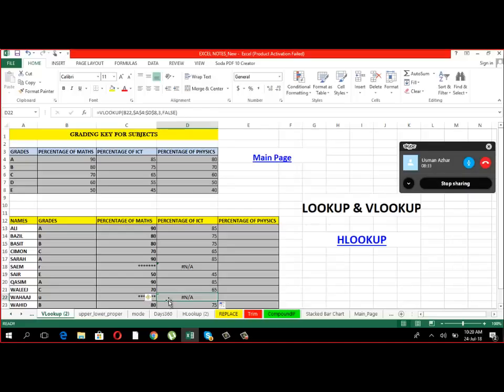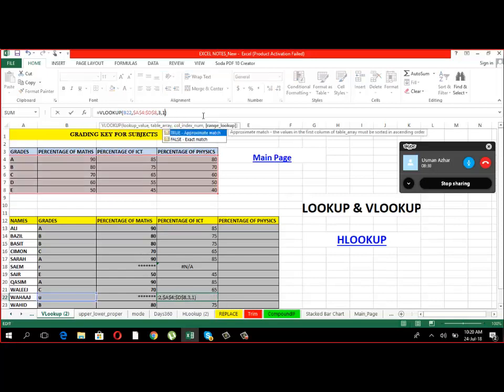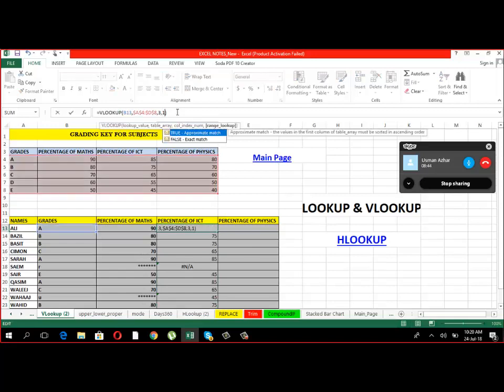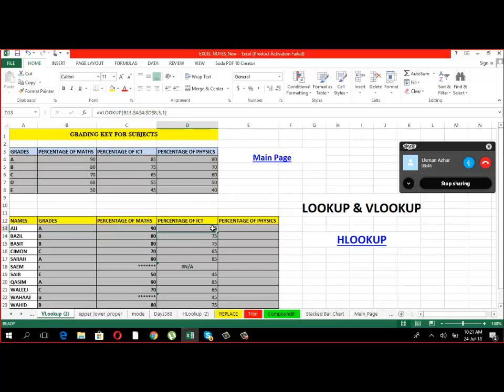Yes. True is 1, right? Very good. So if I type 1 over here in the beginning, let's see the difference. If I type 1 over here or true, 1 is true, you're right.